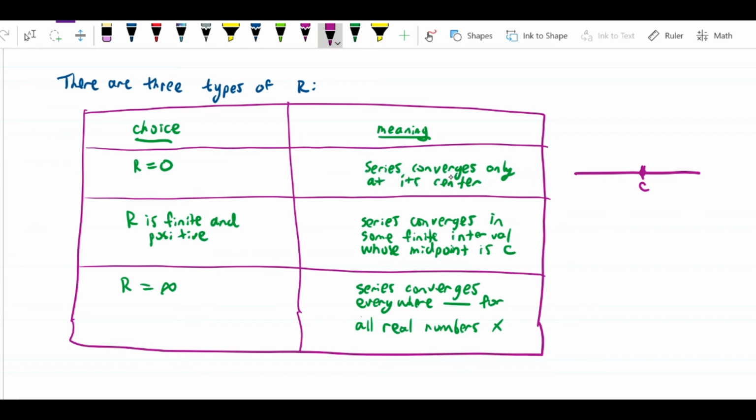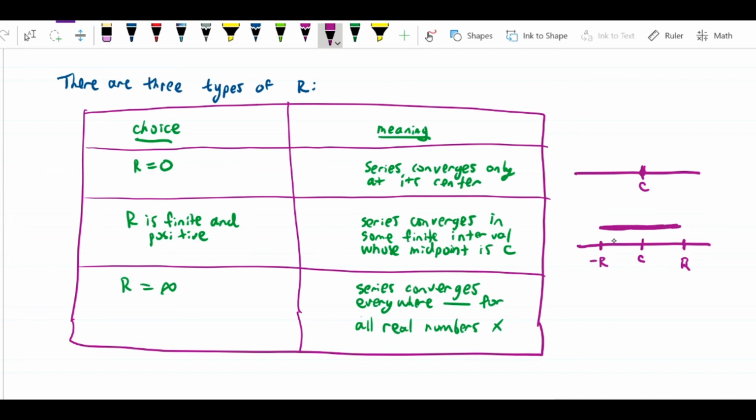The next possibility is that r is finite and positive. We don't have negative radii of convergence. If r is finite and positive, then what you have is the scenario that I drew above, where we have a series that converges for an interval that extends an equal distance in either direction from the center.